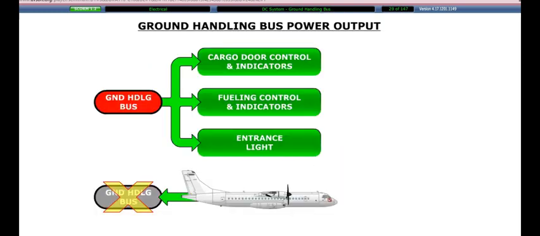The ground handling bus powers items to service the aircraft while the aircraft is on the ground. The ground handling bus provides DC power to the fueling controls and indicators, and the cargo door control and indicators. Since these are not required in flight, the ground handling bus is de-energized when the aircraft is in flight.